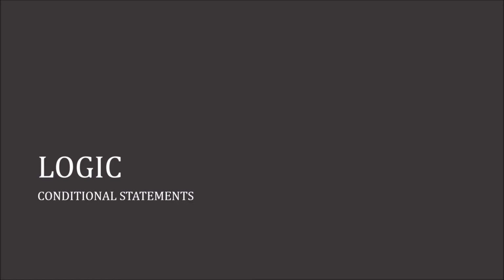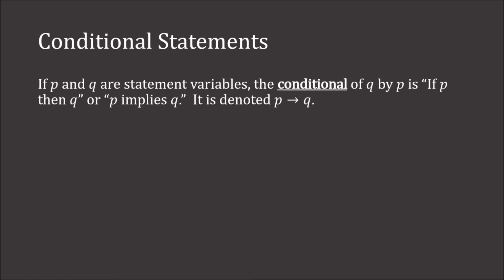We now look at conditional and biconditional statements. If P and Q are statement variables, the conditional of Q by P is "if P, then Q," or "P implies Q," and it is denoted as P → Q. So this is read, if P then Q, or P implies Q.